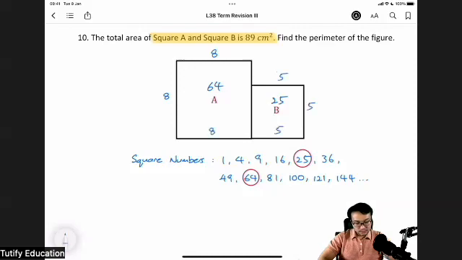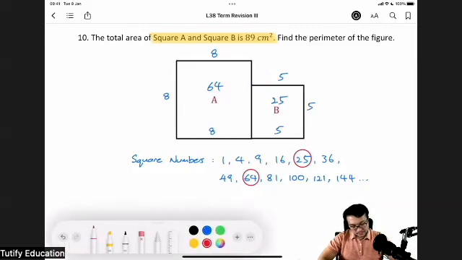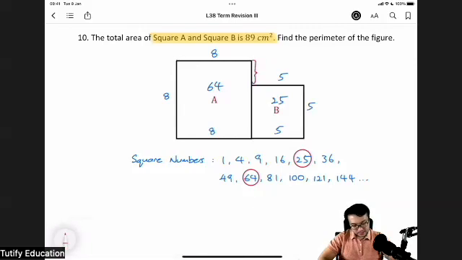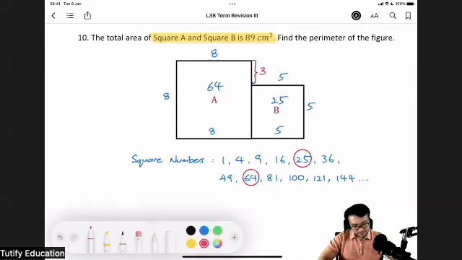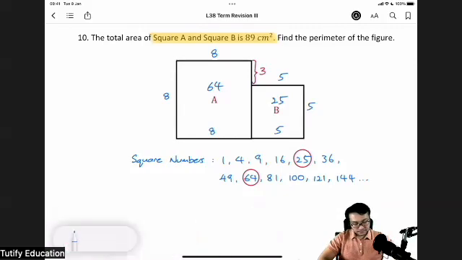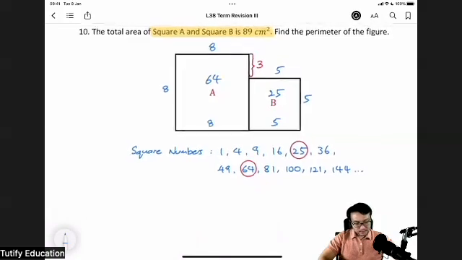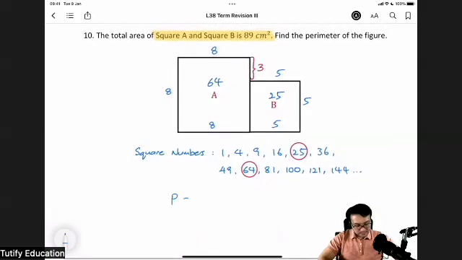Okay, good. What is the length here? 5 minus 2. Wrong. This side here, this length here. 3. And how do you get 3? 8 minus 5. Correct. So, what is the perimeter of the entire shape?